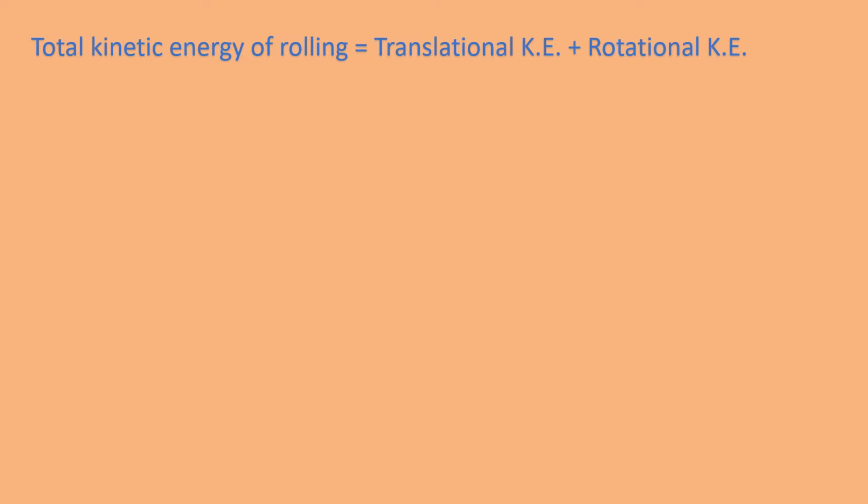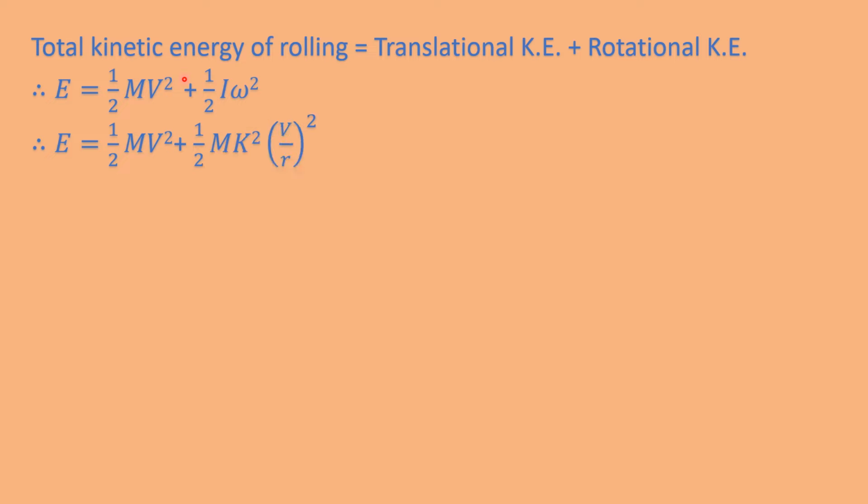Substitute the value of each term in this equation. Total kinetic energy of a rolling object is E. Translation kinetic energy is half mv square. Rotational kinetic energy is half I omega square. Now substitute the value of I in terms of radius of gyration, that is MK square, and also write the value of omega in terms of linear speed v.